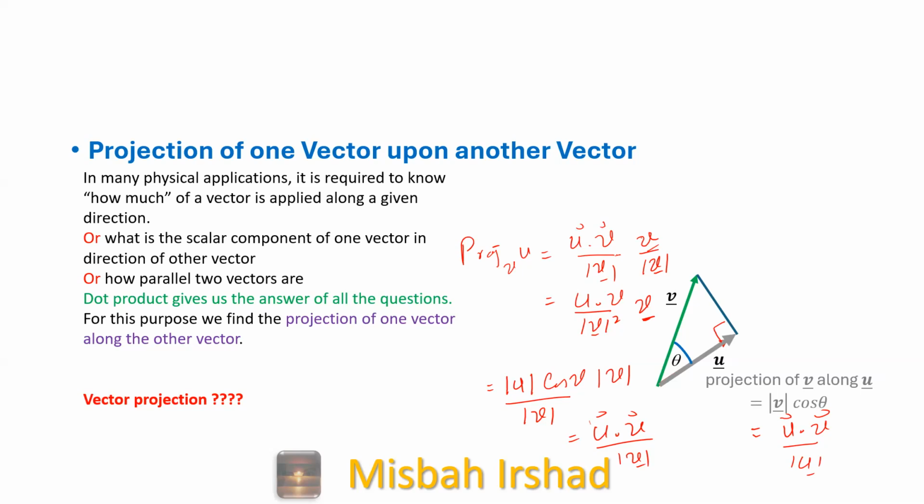Similarly, we can find the vector projection of v on u, and that would be u dot v over u magnitude square times u. So this is the vector projection of v on u.